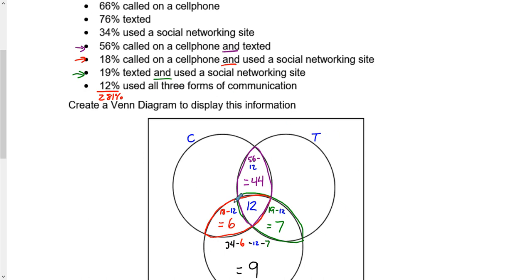76 texting, well, that's talking about this entire circle. And we have to subtract the relevant parts. So we have to subtract the 44, the 12, and the 7. And that comes out as 13. Last but not least, 66 using a cell phone. Let's see. We subtract the 44, subtract the 12, and subtract the 6. And we get 4% that just called their friends, actually talked to them.